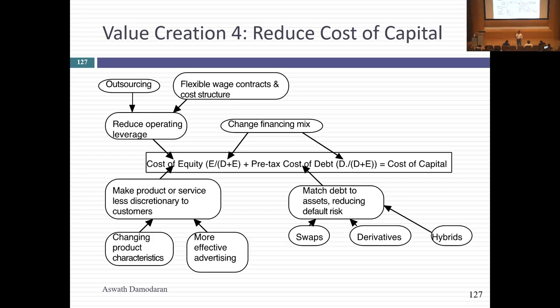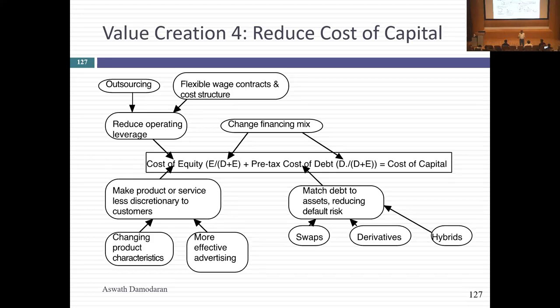And there are two ancillary ways you can reduce your cost of capital. It goes back to a discussion of betas. Remember, we said betas are higher if you have a product which is less discretionary, so if you can make your product less discretionary, you're in effect lowering your beta and your cost of capital. How do you do that?